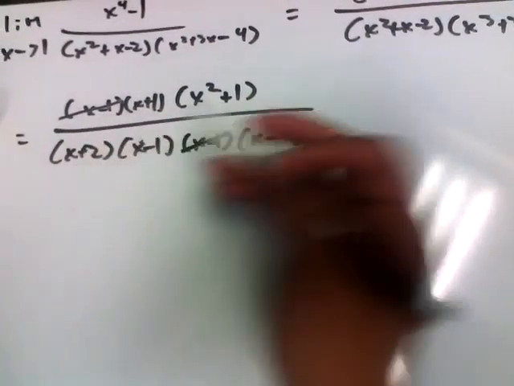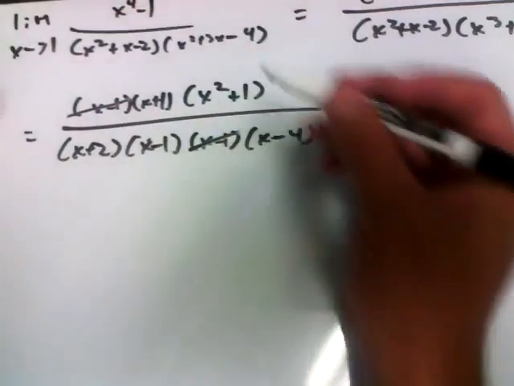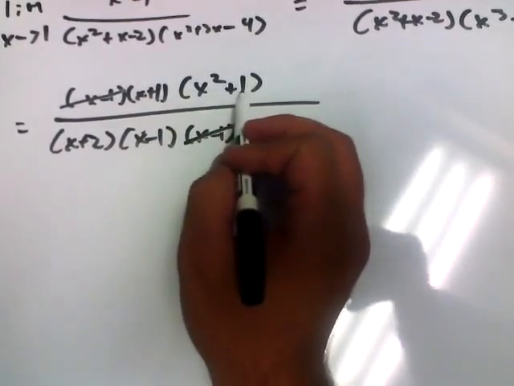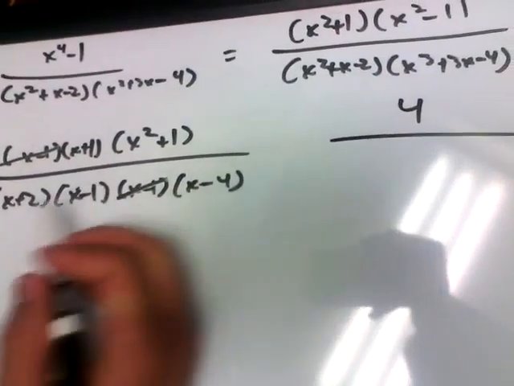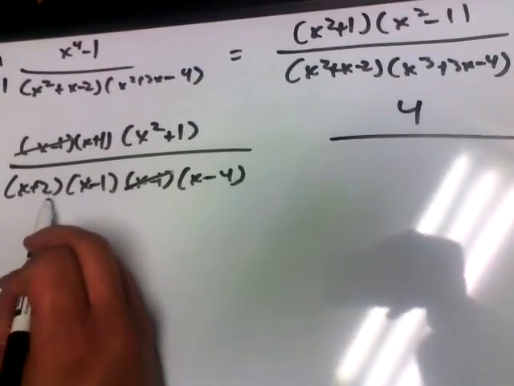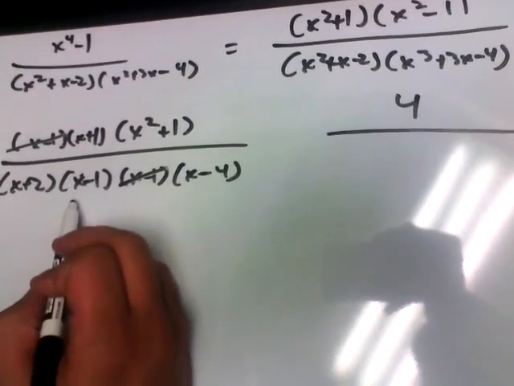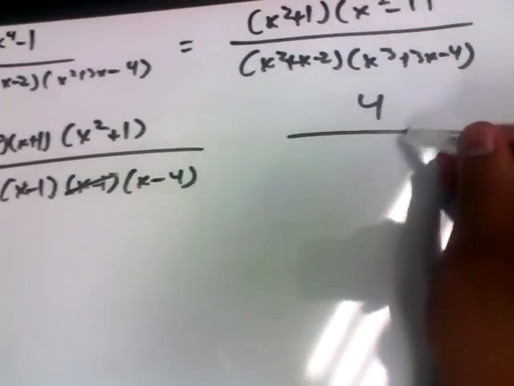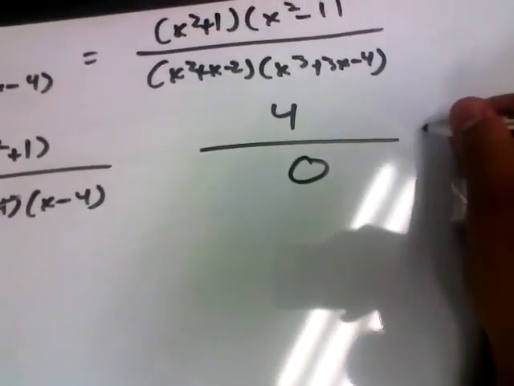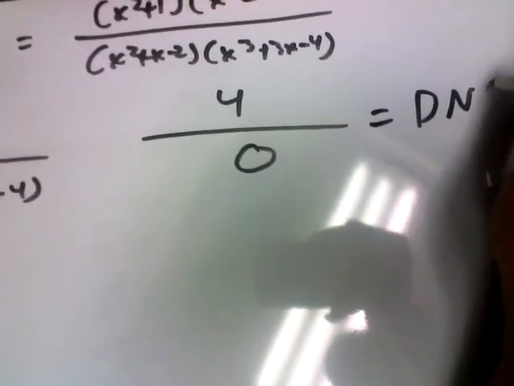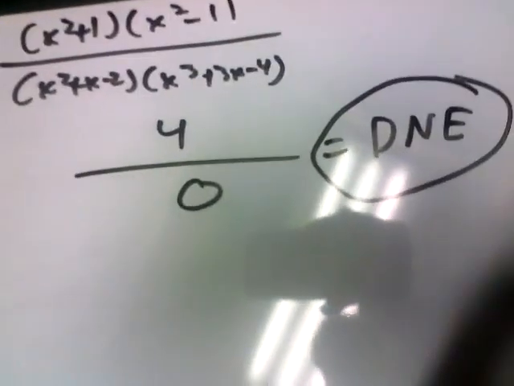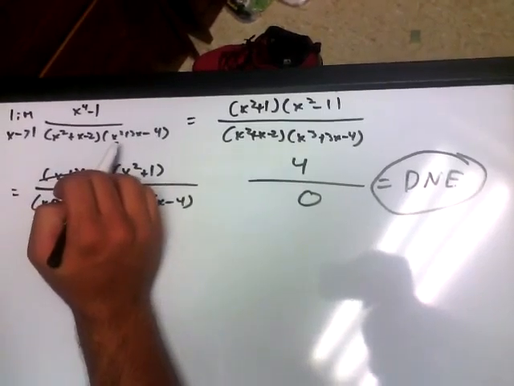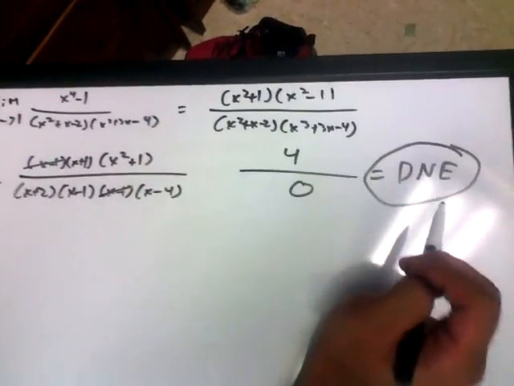Alright, so now that we knocked something out and cleared out as much as we can, we plug in 1 again just to double check. So 1 plus 1 equals 2 times 1 plus 1 equals 2, so we get 4 over 1 plus 2 equals 3 times 1 minus 1 equals 0. So immediately, because we have a 0 in the denominator, we can assume that it's 4 over 0. So because of this, we can assume that the limit does not exist. So the limit as x approaches 1 of x to the fourth minus 1 over x squared plus x minus 2 times x squared plus 3x minus 4 does not exist.